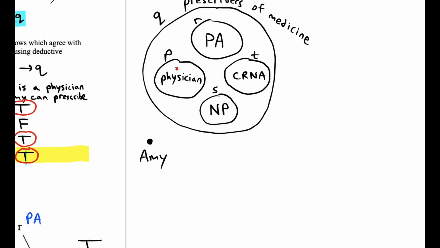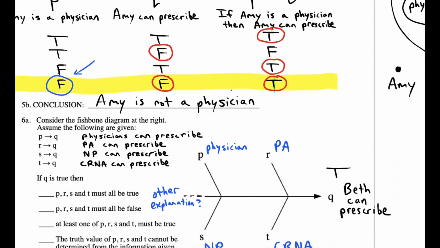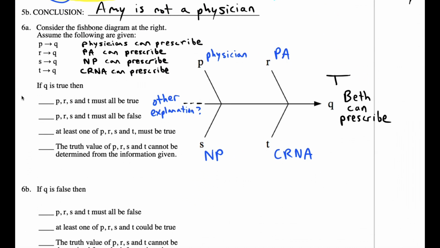So if Beth was just a physician, then at least according to the way I drew these bubbles, she wouldn't be the other things. She wouldn't be a physician's assistant or a CRNA or NP either. She might just be a PA, perhaps. Maybe that's why she's able to prescribe the medicine, you know? So I'm going to put no by this one. Not guaranteed that she's all of them.